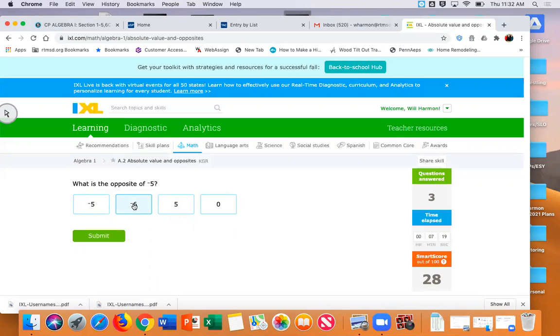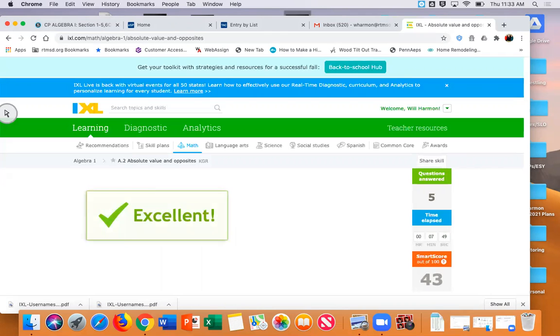All right, this one's super easy. Everybody should volunteer for this one. What is the opposite of negative 5? 5. That's so easy, right? Nope. Now, what is the absolute value of 5? Okay, well, the absolute value of 5 is just 5. 5 is 5 units away from 0.